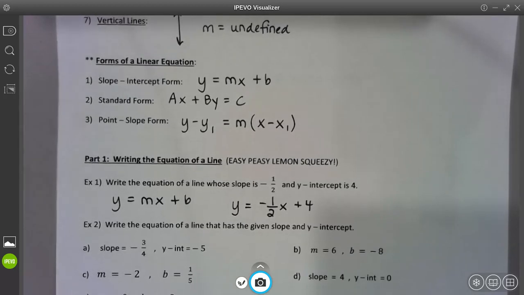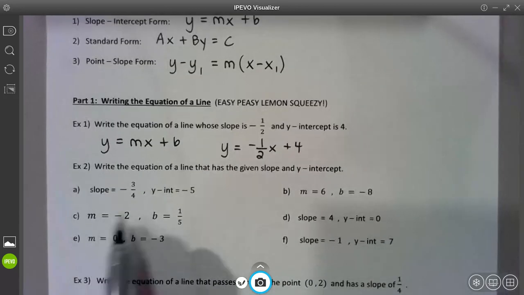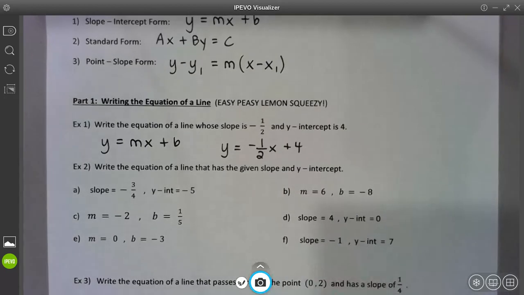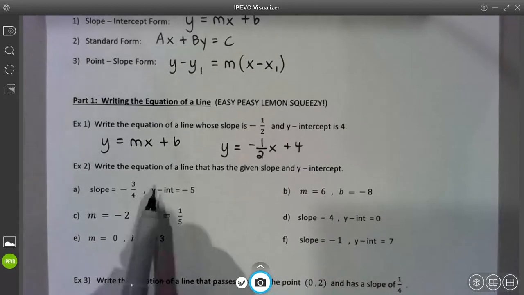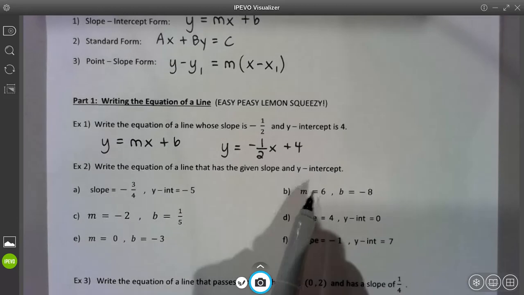If they're going to tell you the slope and they're going to tell you the y-intercept, that's how easy these problems are. All right, here we go, guys. So I've just basically given you a bunch of different scenarios as to a slope and a y-intercept. We're going to write the equations really, really quickly. All right, so guys, we have to write the equation of a line whose slope and y-intercept are given.